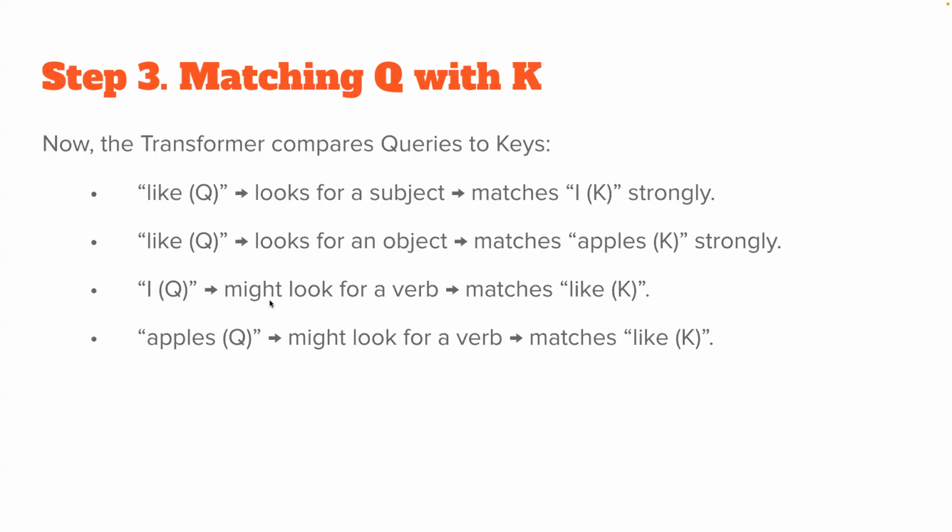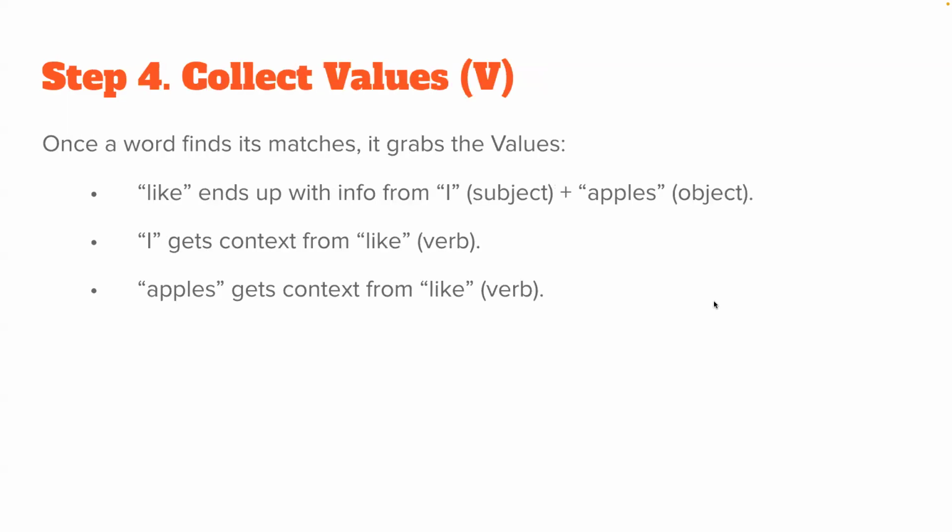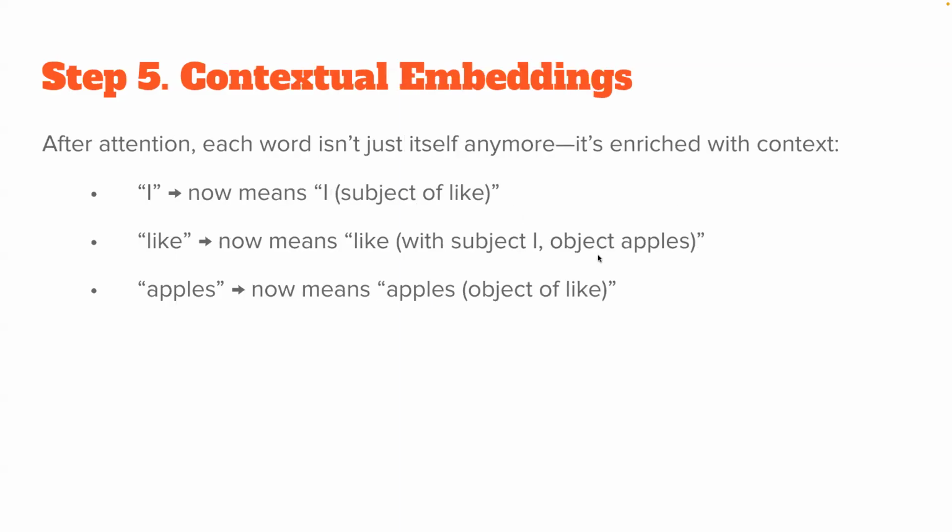I might look for a verb, so this word could work very well, and apple also needs to look at the word verb, and then they build that relationship. So it's very simple. Once you analyze the type, the question, and the things you can offer, then you can match them together. Once you know that, you just collect the values, because the value has already been stored there. Just provide that value, and then finally you generate the final embedding.